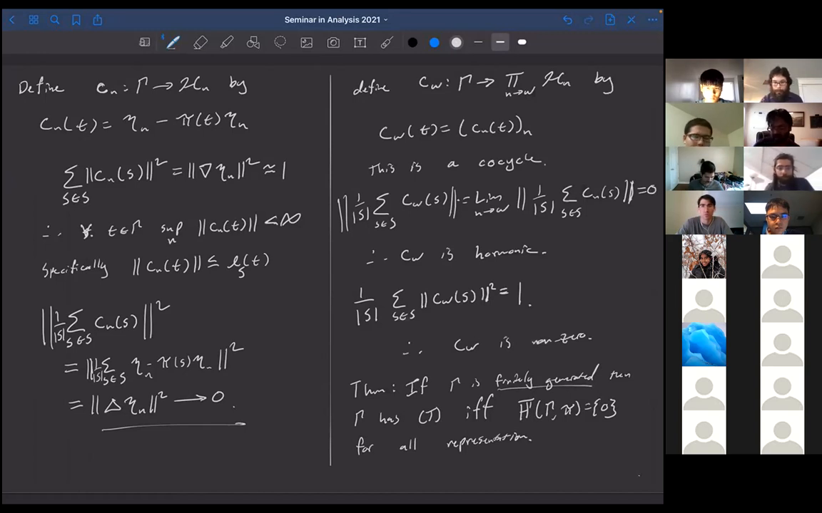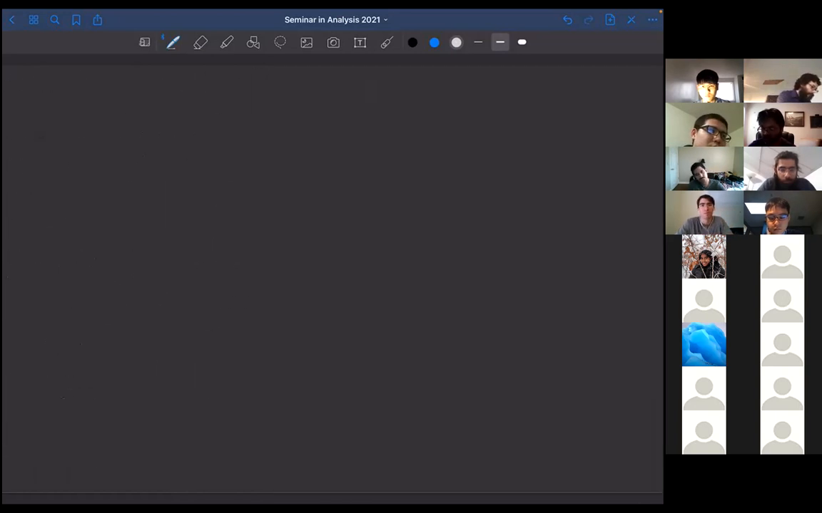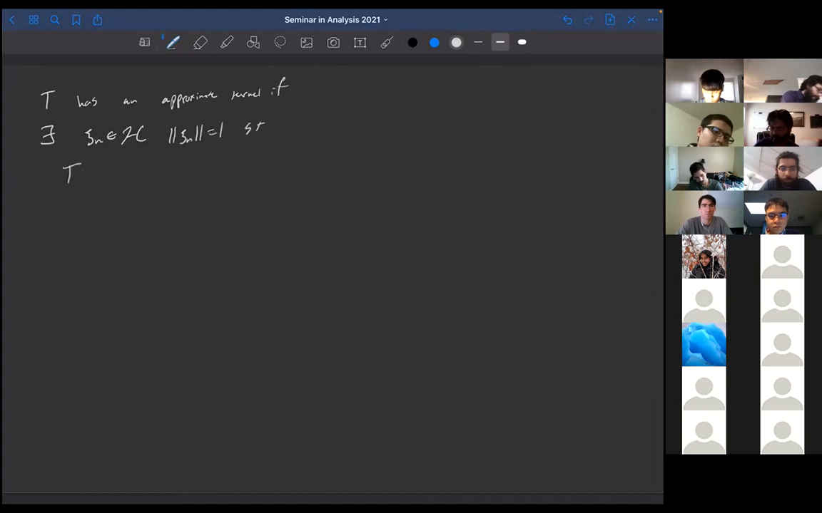Could you please remind me of the definition of approximate kernel? Approximate kernel just means that it's a kernel, but when you take a limit. So an operator T has an approximate kernel if there exist Cn in the Hilbert space H, unit vectors, such that T Cn converges to zero.